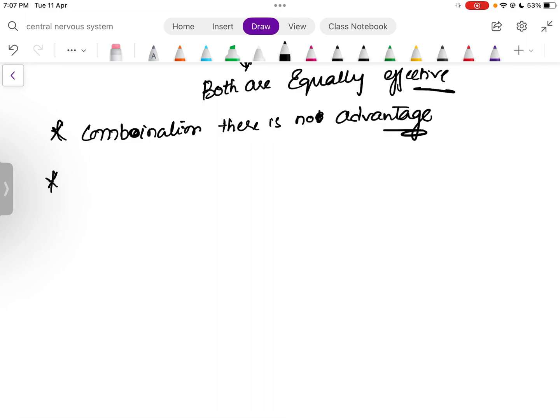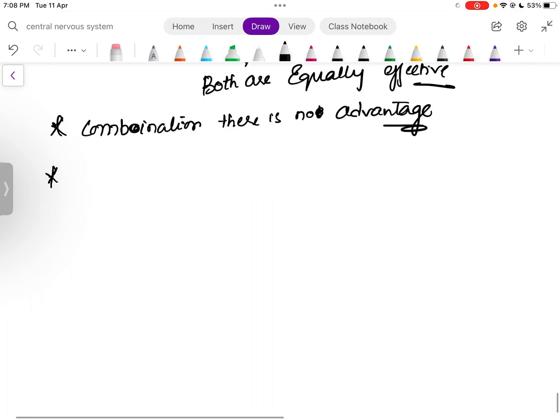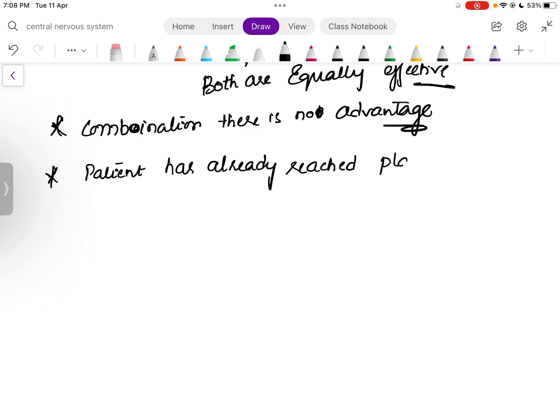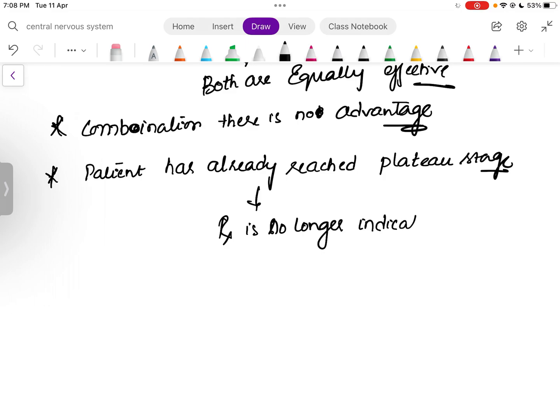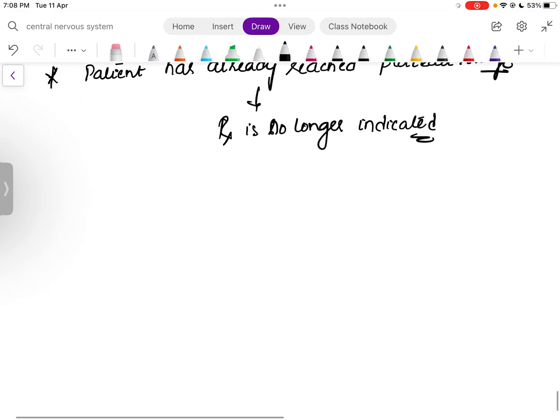And in Guillain-Barre syndrome, the patient will reach a plateau stage. That is, there is no increase or worsening of the condition. It will reach a plateau stage. So, when the patient has already reached the plateau stage, treatment is no longer indicated.